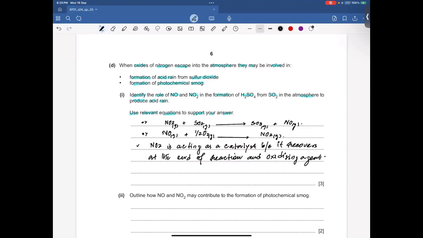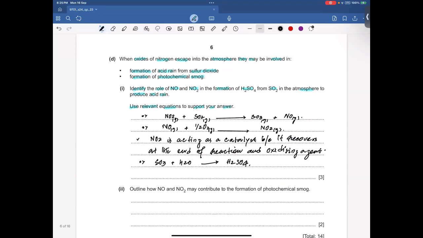All right. Now, sulfur trioxide is present in the atmosphere. It will combine with water to give you sulfuric acid, and this sulfuric acid causes acid rain. All right. I hope it makes sense to you.